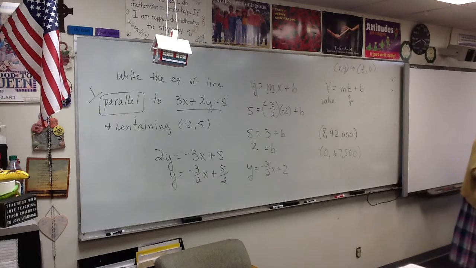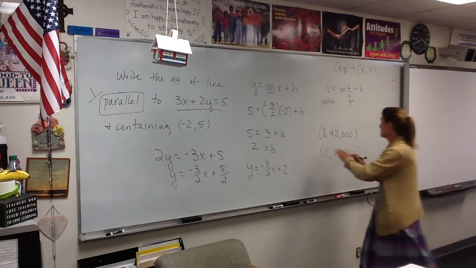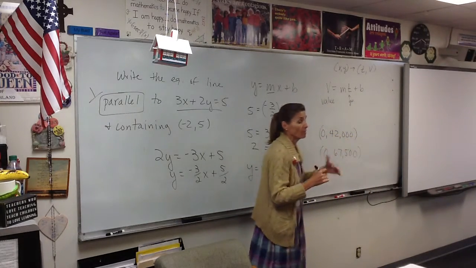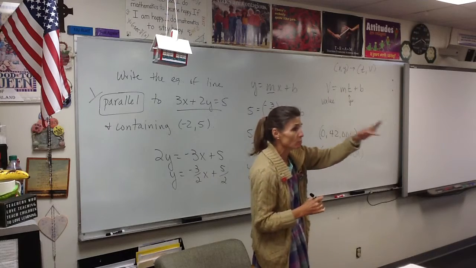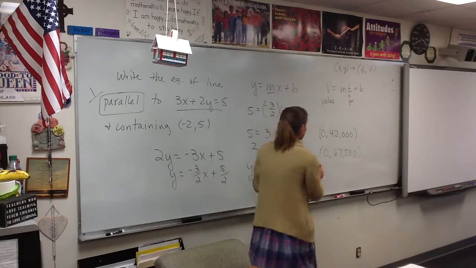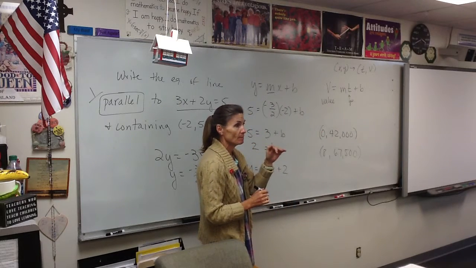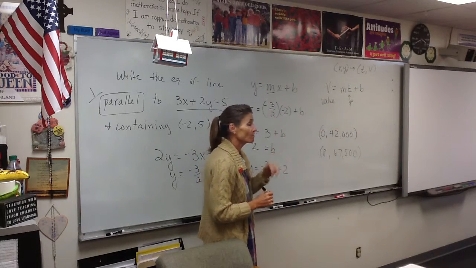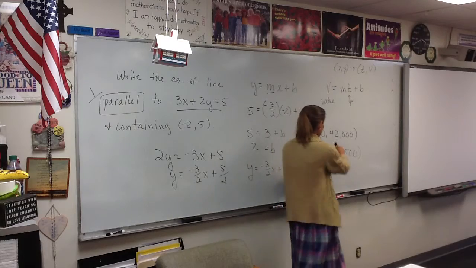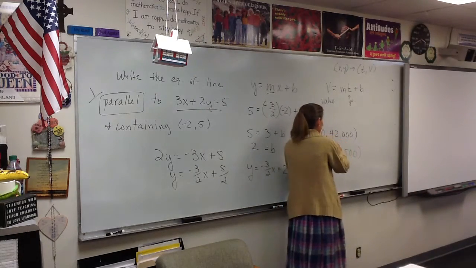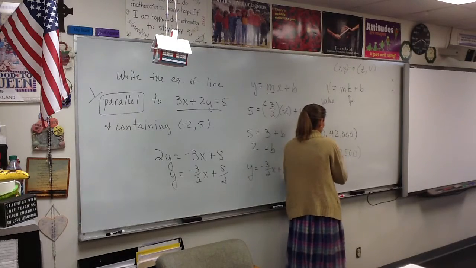Yeah, the values are going up. So I got the 8 and the 0 switched. At the very beginning of the problem, before any time passed, the value of the house was 42,000. 8 years later, its value is 67,500. Does that make sense to you? Even though these two numbers were written close together in the problem, they don't go together. This is 0, this goes with 0, this goes with 8.